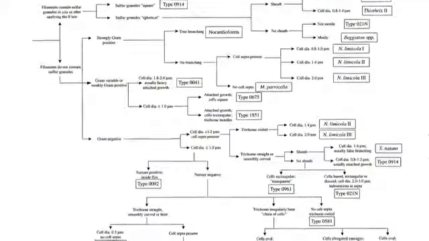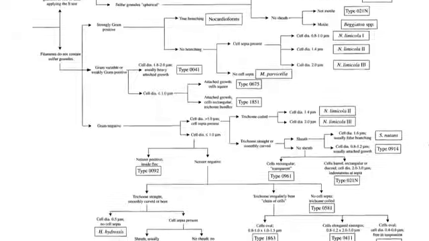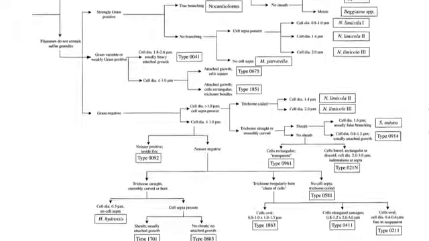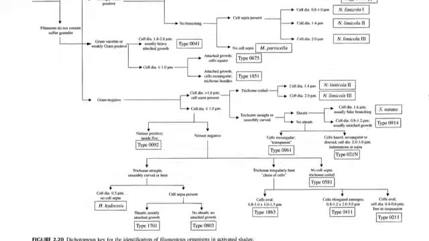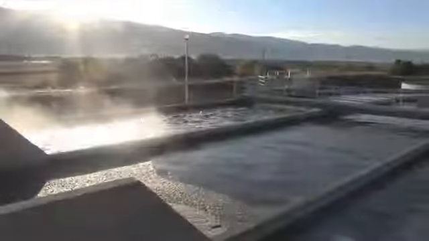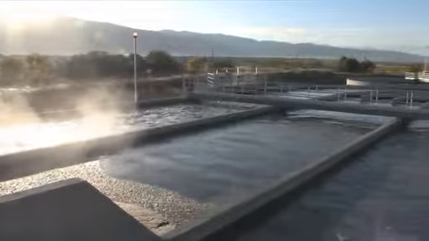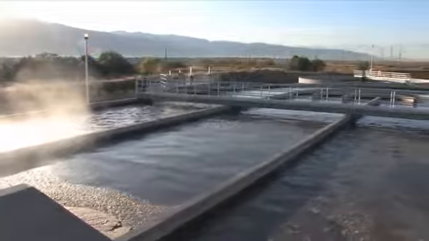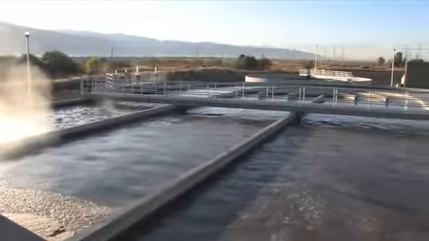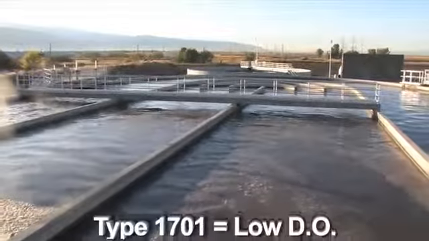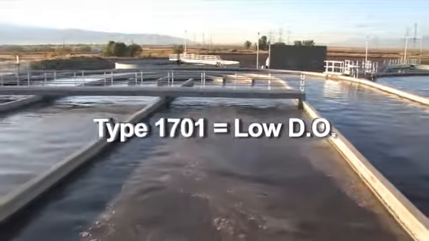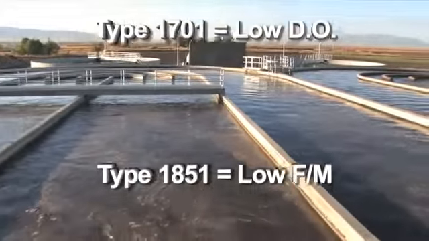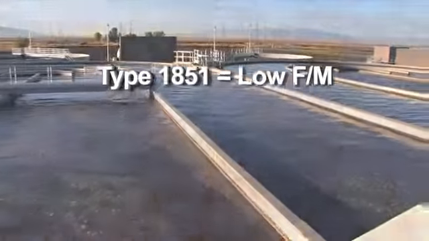Jenkins, Richards, and Deiger developed a chart to use in the evaluation process. With sufficient testing, the exact filament can be identified. The dominance of a filament indicates the operating conditions. If you want to change the biomass, change the underlying condition which supports that filament. For example, type 1701 indicates low DO, where type 1851 indicates a low F to M ratio.